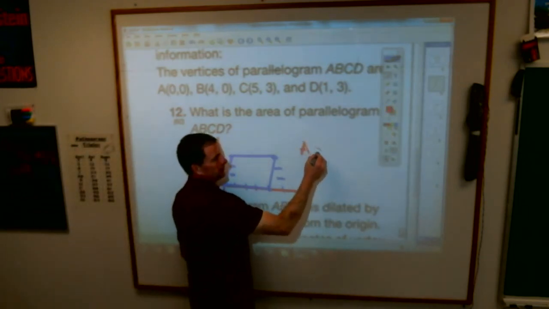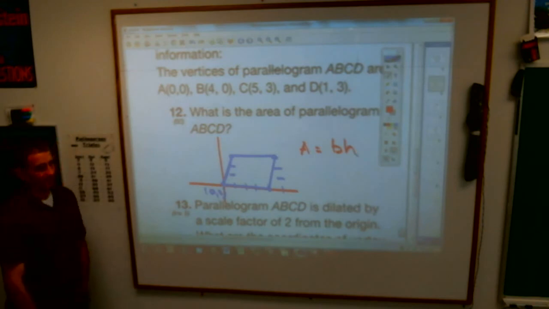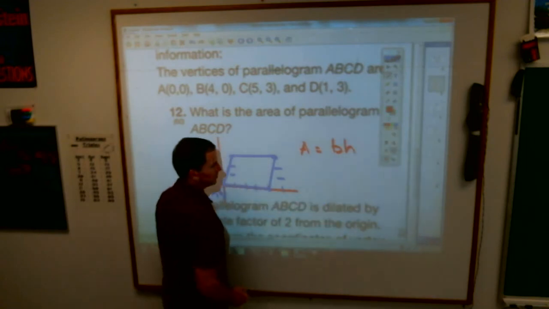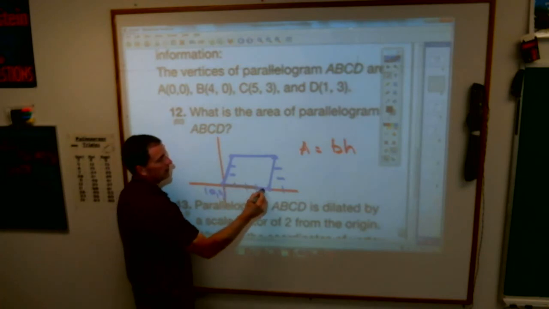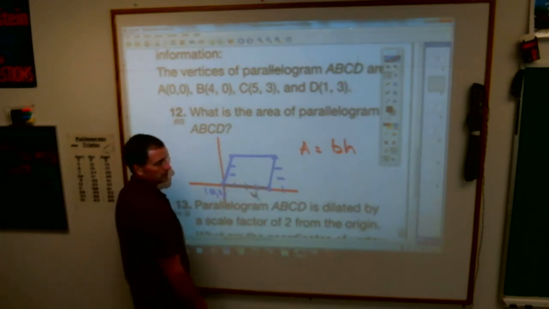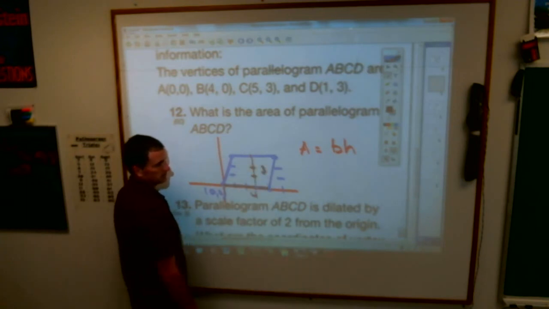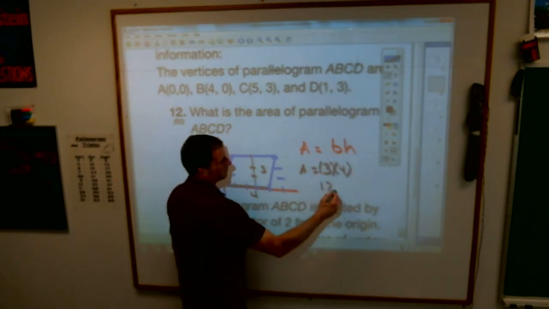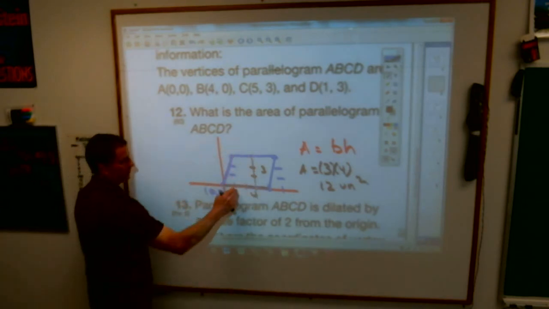The formula for area of parallelograms is simply base times height. They have to be right angles to each other. You don't just guess on this, people. You're doing it on a grid because the grid gives you straight lines. How wide is it? 1, 2, 3, 4. But what is its height? You have to draw a perpendicular line to that bottom. How tall is that line? 1, 2, 3. So area equals 3 times 4, which is 12 units squared. You have to draw the straight up and down line.